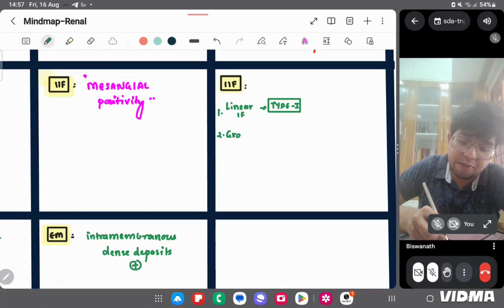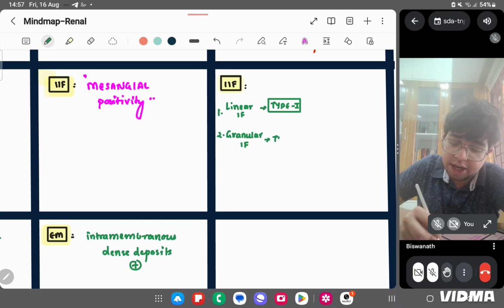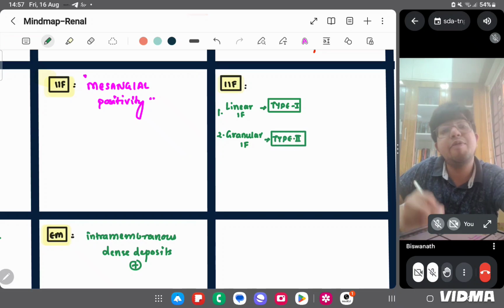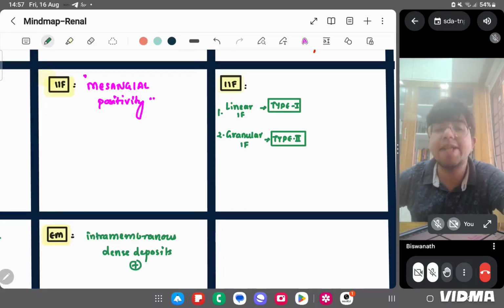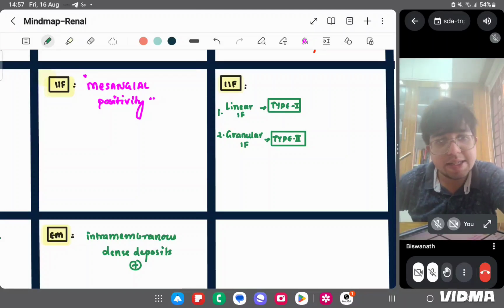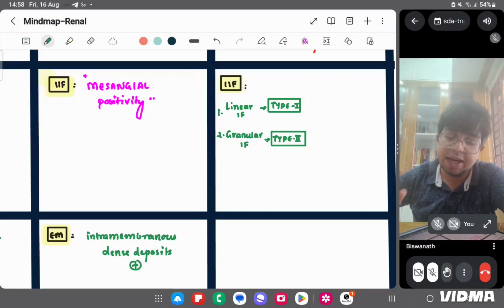Second, granular immunofluorescence, which we call type 2. Granular immunofluorescence is seen in PSGN, post-streptococcal glomerulonephritis. Then MPGN type 1, yes. IgA nephropathy also, yes. Dense deposit disease, that is MPGN type 2, yes. Lupus nephritis also, yes. Granular immunofluorescence. Linear, just one example, Goodpasture syndrome, right?